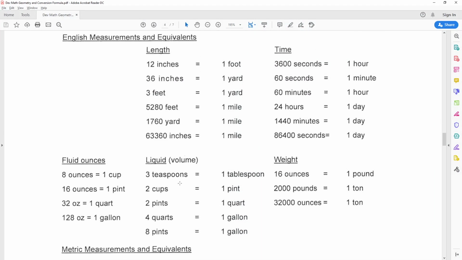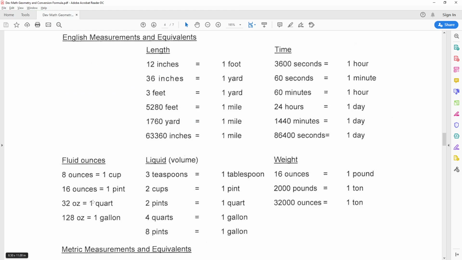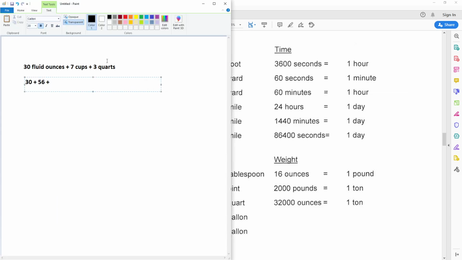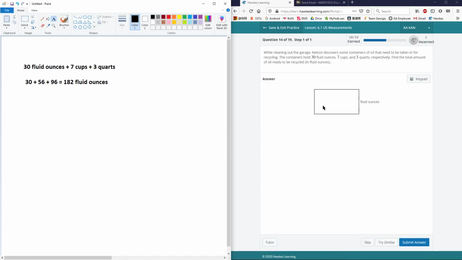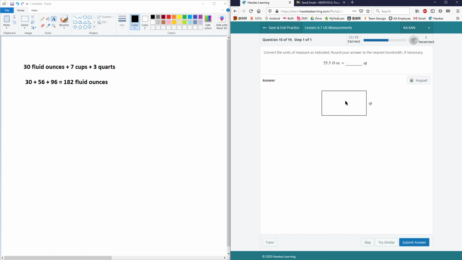So let's go back to the PDF. It says 1 cup is 8 ounces. So 7 cups, 7 times 8, will be 56. And then 3 quarts. Well, 1 quart is 32 ounces, right? That's what it says right here. So 3 times 32 is 96. 56 plus 96 is equal to 152, plus 30 is 182 fluid ounces. And that should be it. Not too bad. And I'm gonna let you guys try the other one.